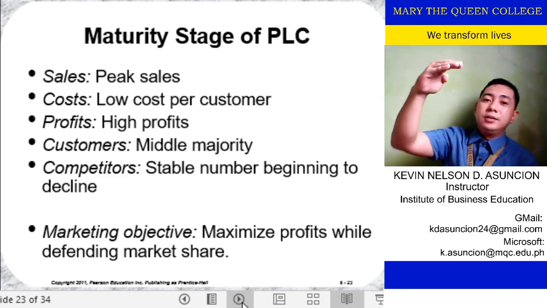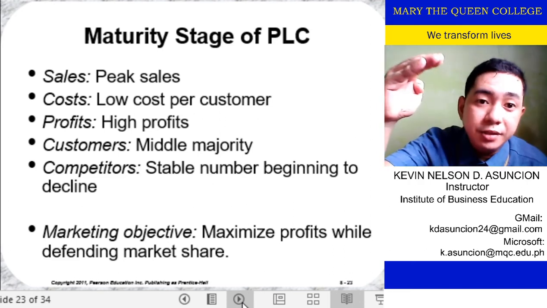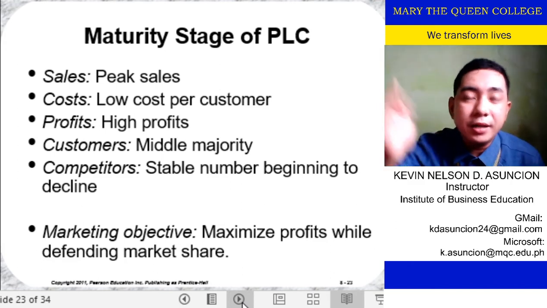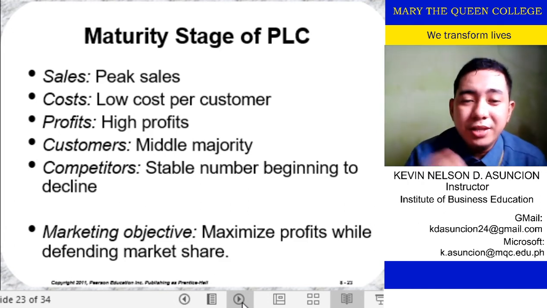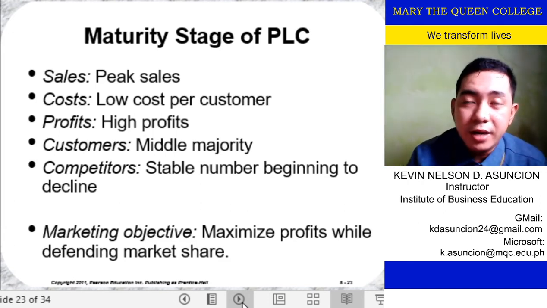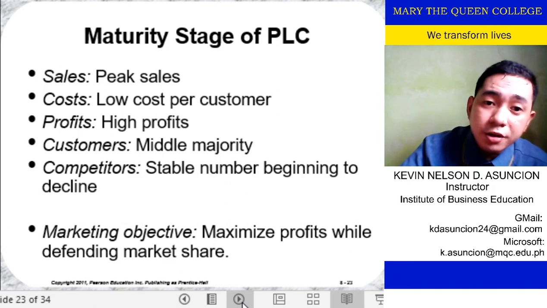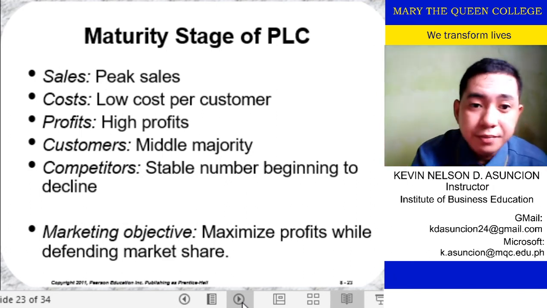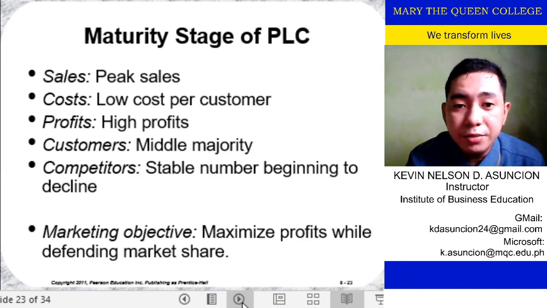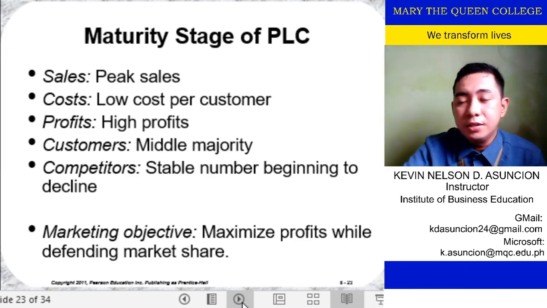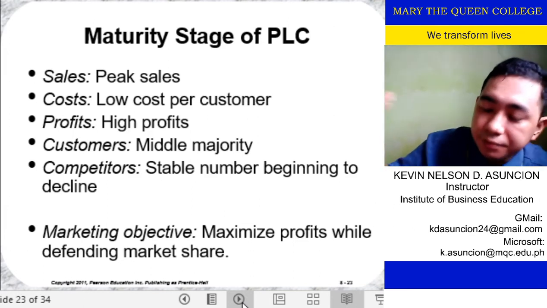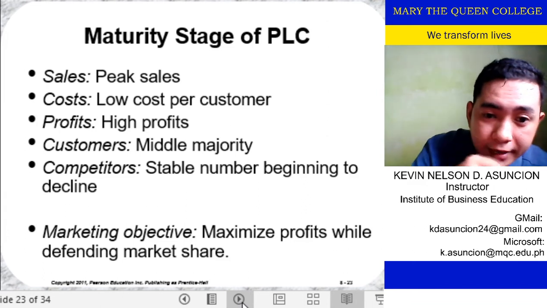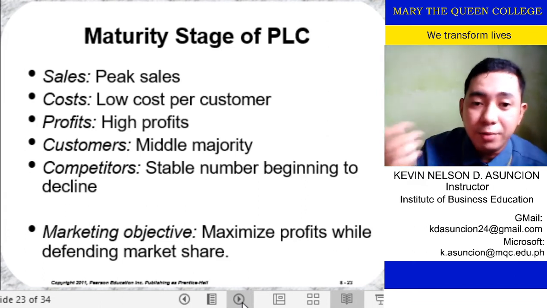Nasa tuktok ka. So, that's, yun nga, sabi ng sales, it's the peak sales. So, dahil sobrang patag na yung fixed cost mo, nadidistribute na yan per customer. So, low cost na yan. Dito na magpe-payback. Payback in terms of your accounting and finance. So, it's payback period, that's the high profits. Your customer will be the middle majority. Competitors should be stable, number beginning to decline because meron ng nakukuha na yung malaking market, that's the maturity. That's why lumalampas na, at hindi na nag-iinteresado iba kasi nga hawak mo na yung market.